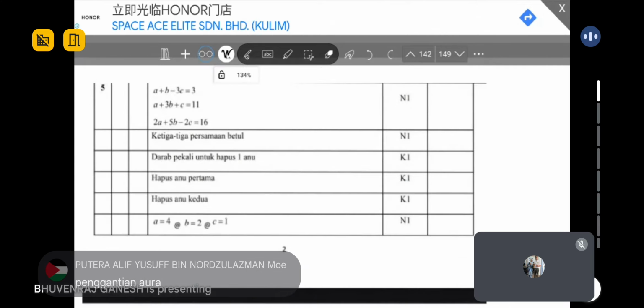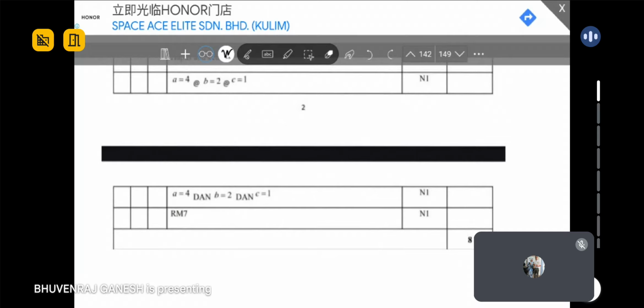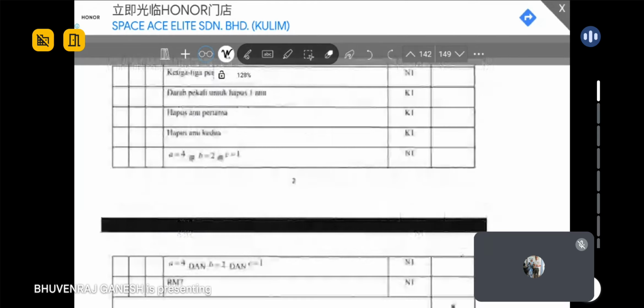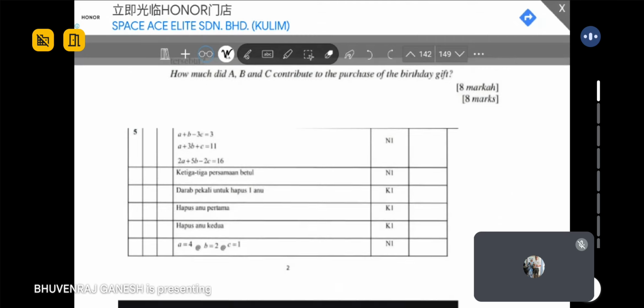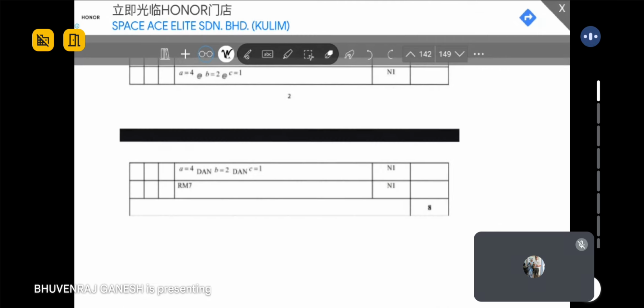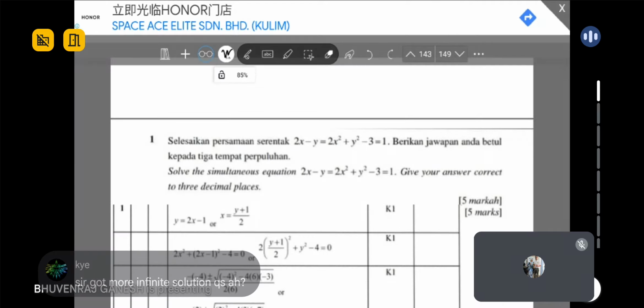So in total you will always get around 6 marks. 6 markah. Penggantian, 8 marks. Okay, ada 8 markah guys. This one. Alright. So okay, can go on guys. Boleh sambung? Masih boleh ya?